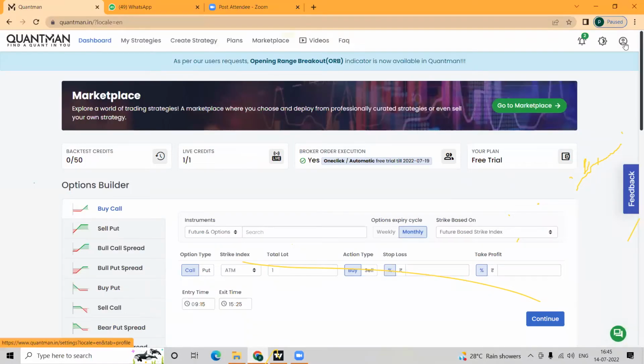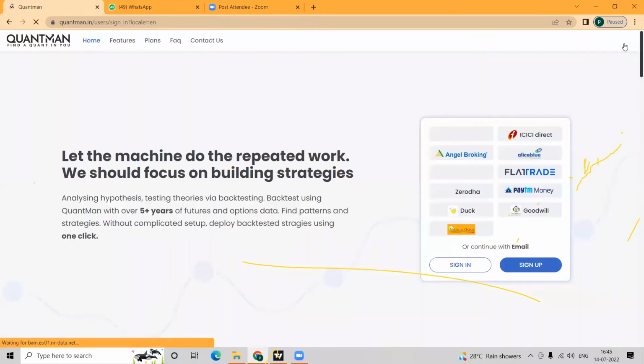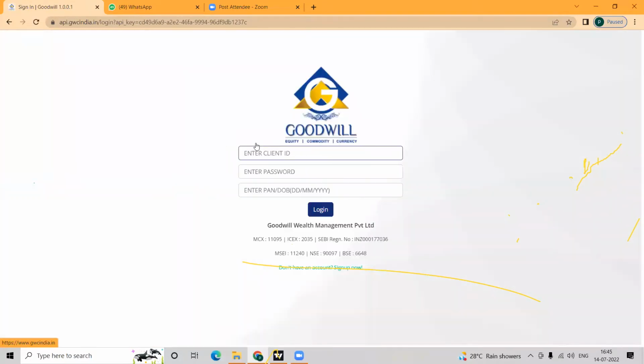Okay. If you go to the Quantman platform, this is the starting point. You go directly to the login page. Click on the Goodwill broker. Then, normally you log in every day on the web platform, right? You are going to follow the same thing. So I am going to type the user ID, password, and PAN number.